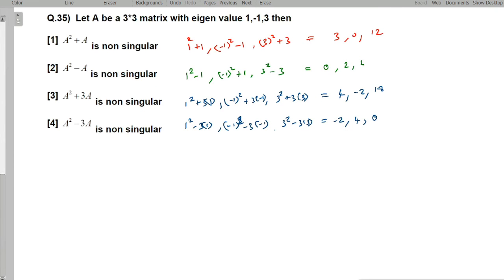Let A be a 3 cross 3 square matrix with eigenvalues 1, minus 1, 3. Then among these four matrices, which one is non-singular? This is the question. So when do you say that a matrix A is non-singular? If the determinant of A is not equal to 0.